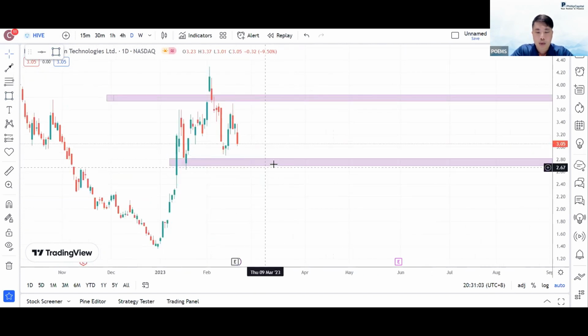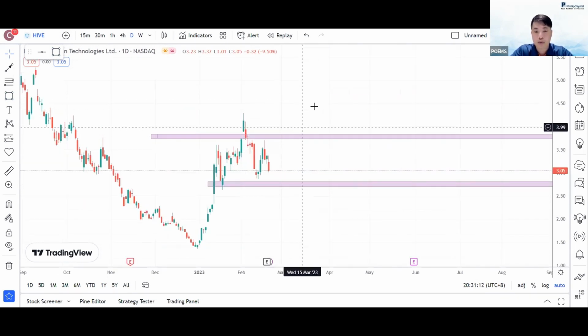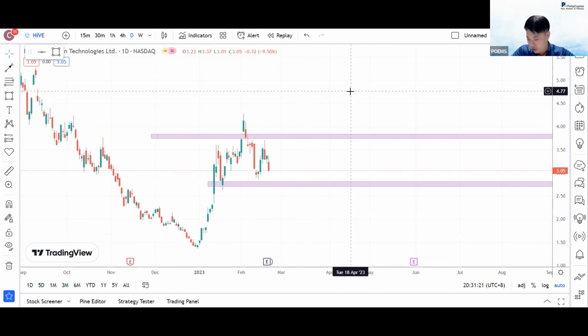So if price maintains hovering above, then we will see a short-term bullish movement, but just take note of this particular reason. If it manages to break out, then it's best that you wait for the breakout, then come back to retest, then we can anticipate a higher bearish move for Hive.